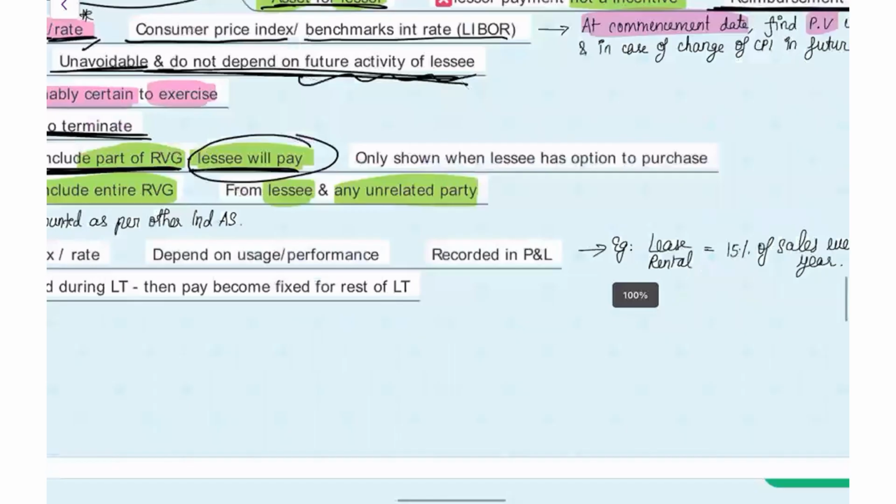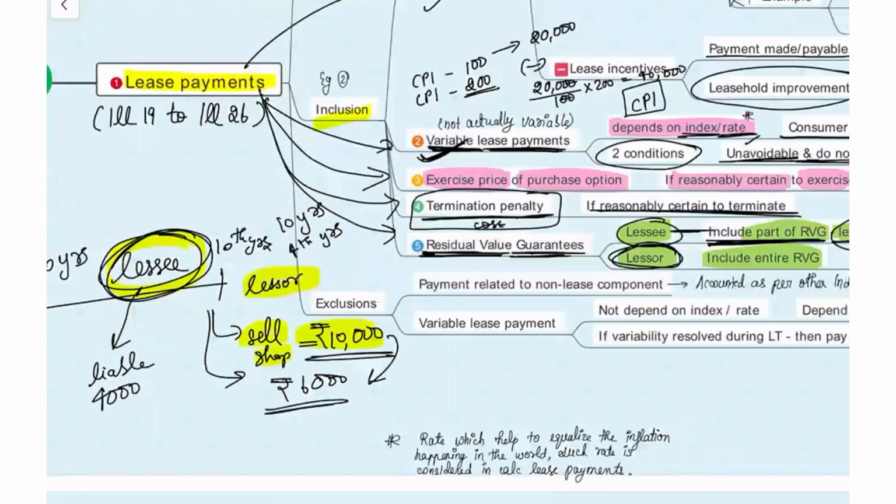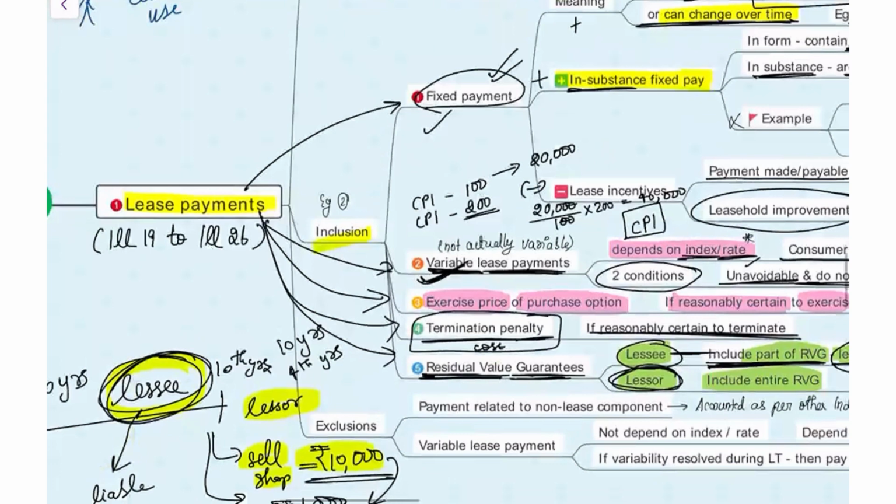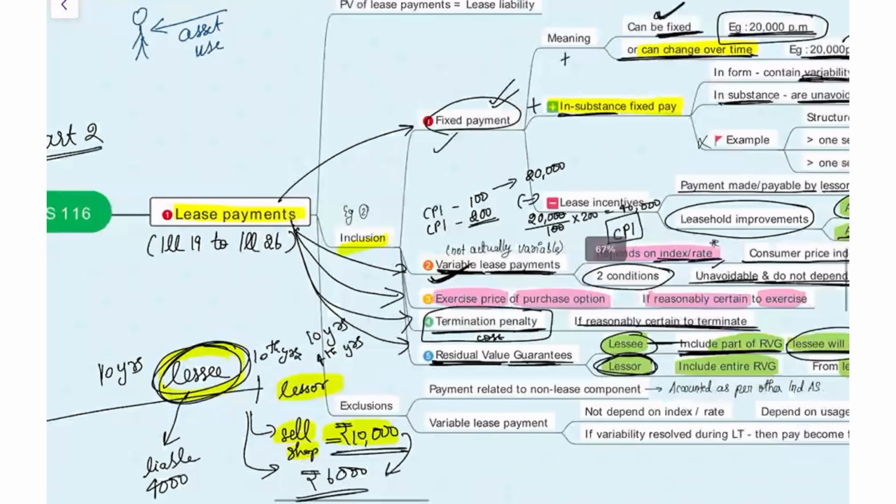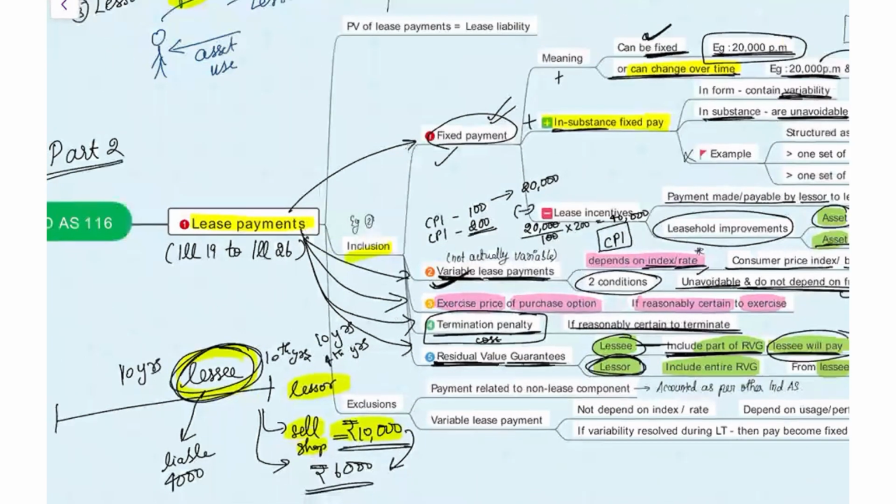So that residual value guarantee also, we are going to include it in our lease payments. So what and all are included in our lease payments? So fixed payments, then your variable lease payments, exercise option of purchase if you are certain to exercise, termination penalty if you are certain to terminate, and residual value guarantee.